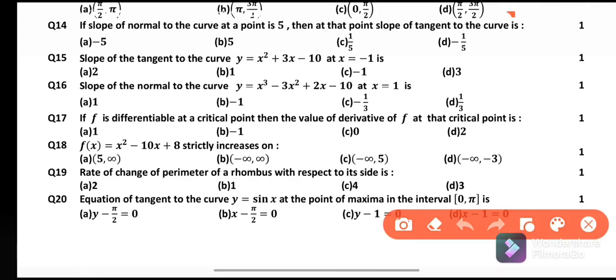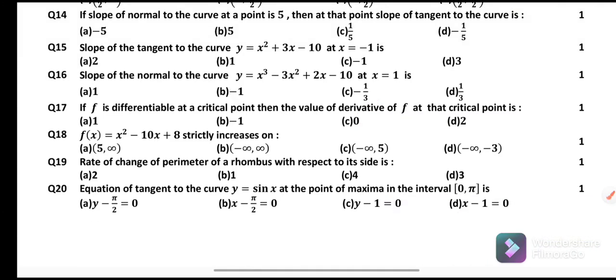Next, question number 17. If f is differentiable at a critical point, then the value of derivative of f at that critical point is, at critical point derivative is 0. So answer is C option.